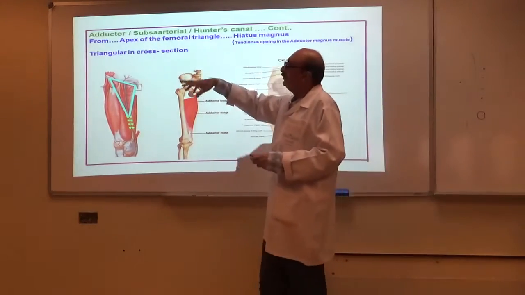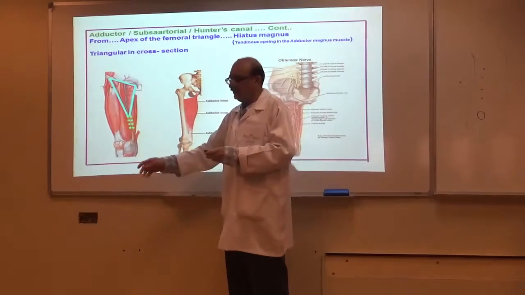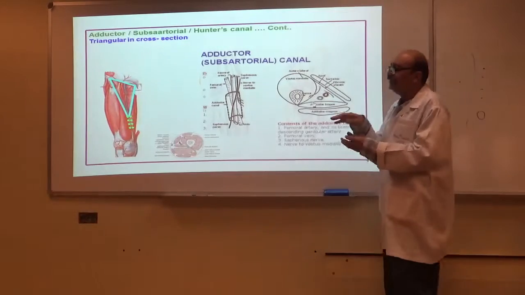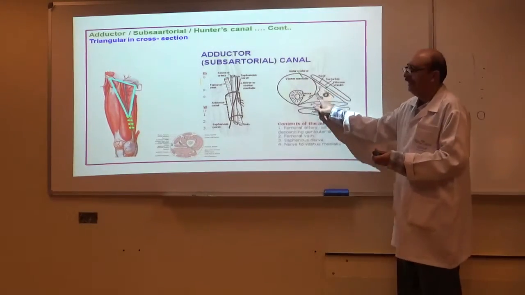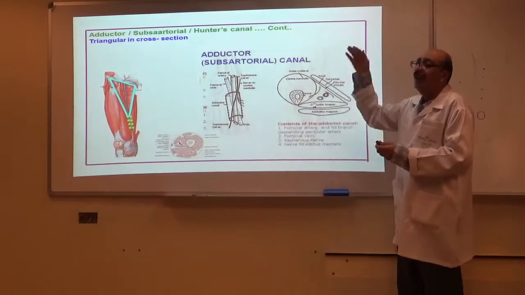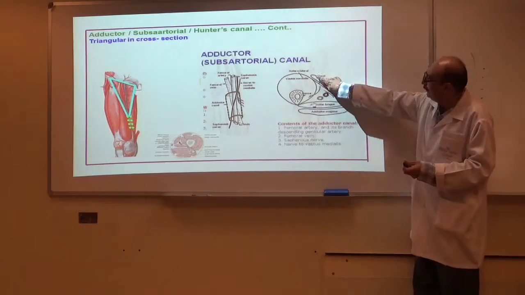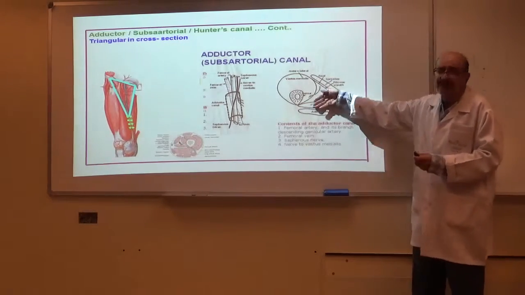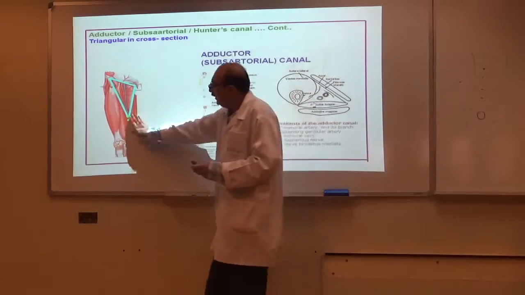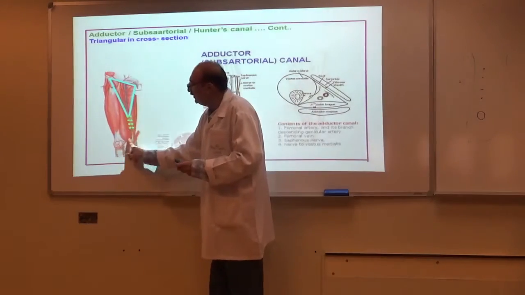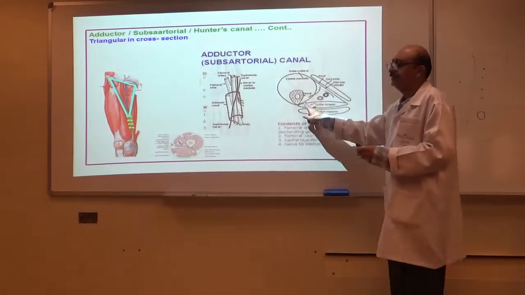Now again back to the subsartorial canal. Here is the canal. If I open it, remove the skin, what will I see? It is a triangular structure, under cover of which muscle? Sartorius. So this is sartorius. On one side, here is sartorius. On the other side, this is vastus medialis.